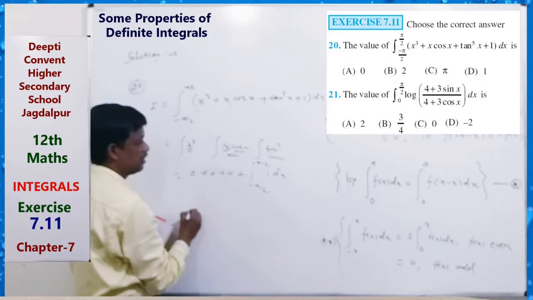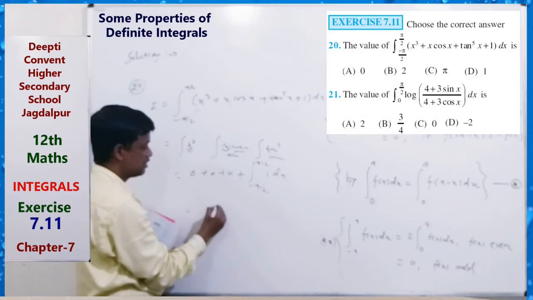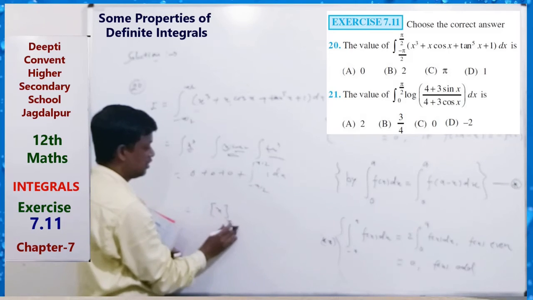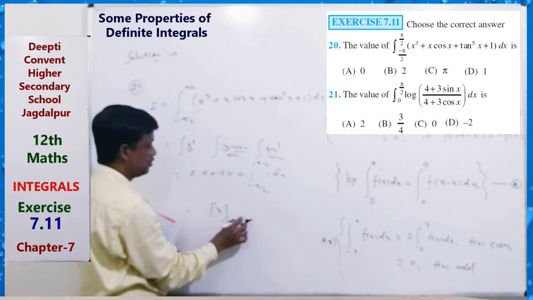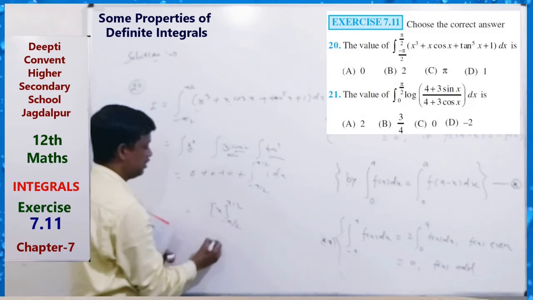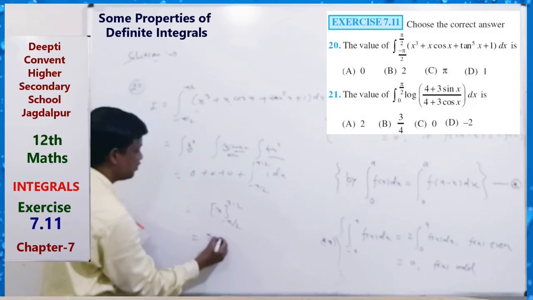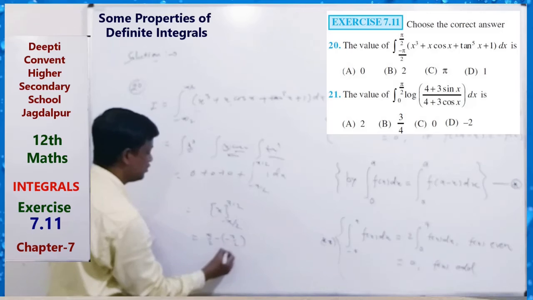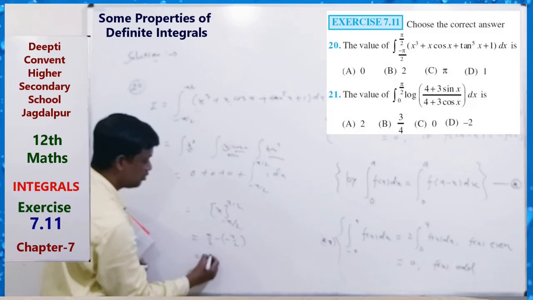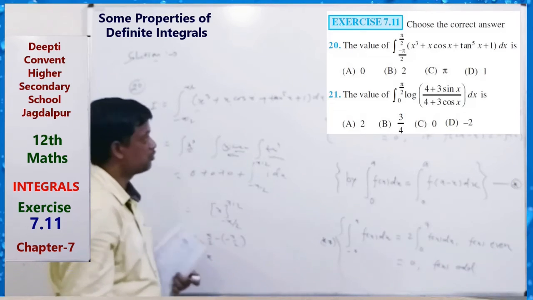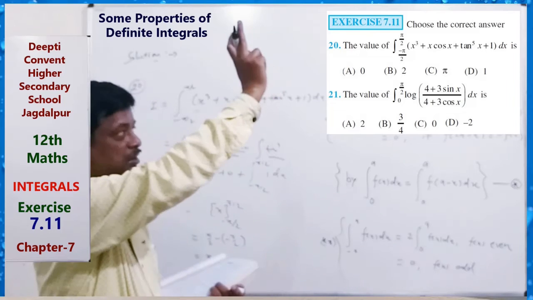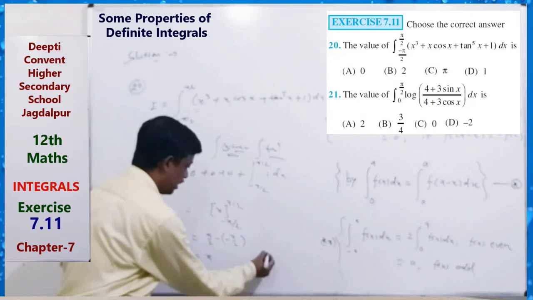So this is equal to what? x from minus pi by 2 to pi by 2. So pi by 2 minus minus pi by 2, 2 pi by 2 means pi. So pi is the answer. Option C is right.